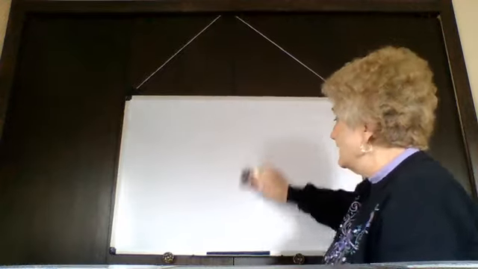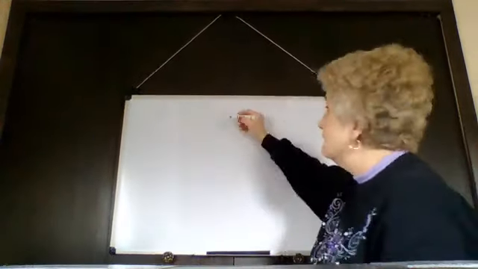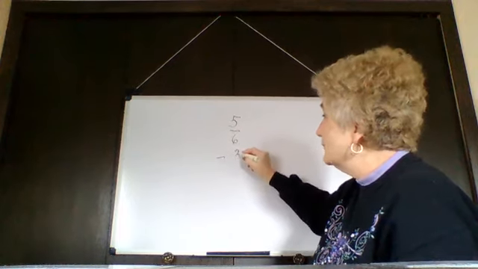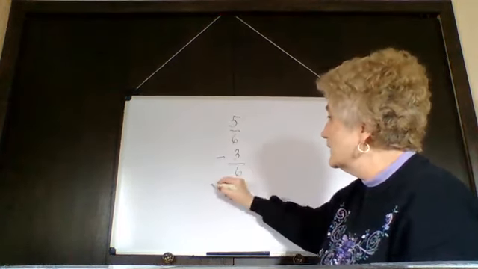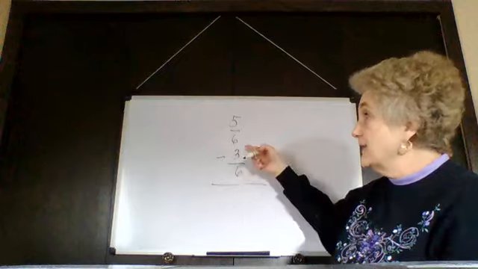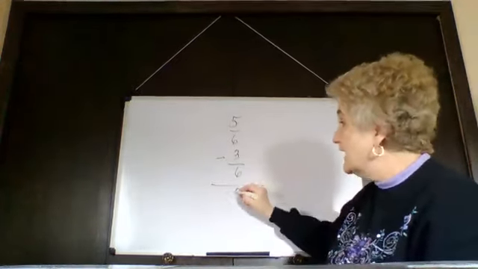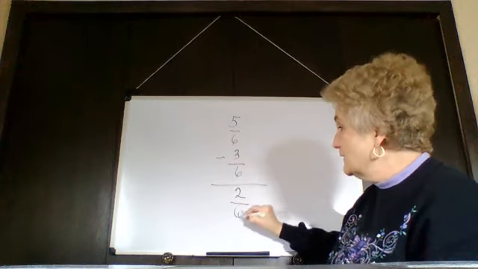Okay? We did the same thing with subtraction. If we have 5/6 minus 3/6, we would get something like 5 minus 3, because remember the denominators are the same. I can subtract the numerators. I get 2/6. But then remember what Mr.